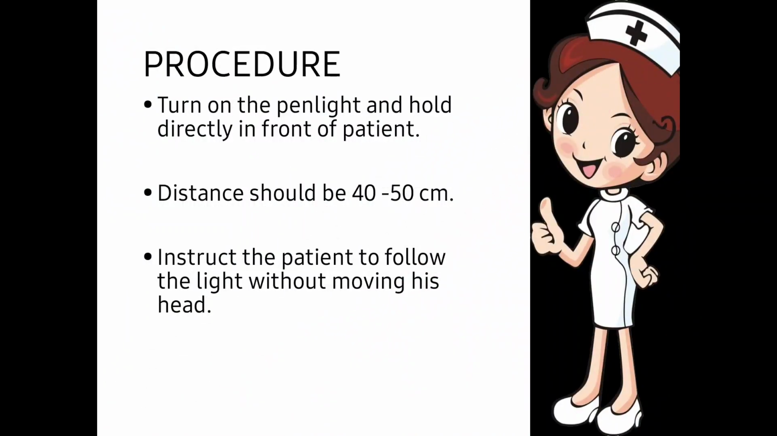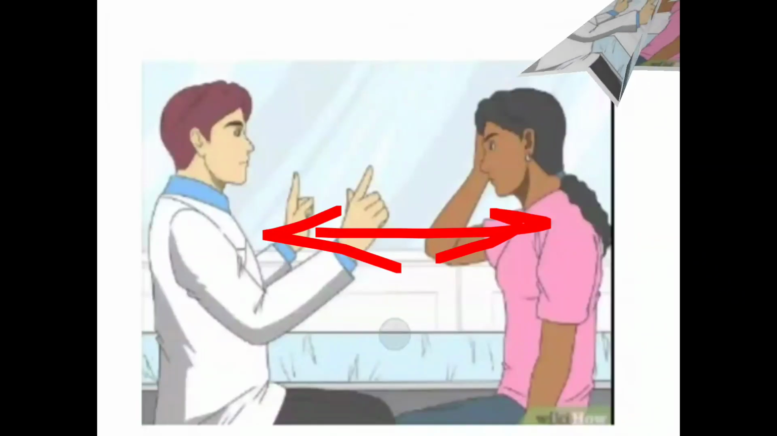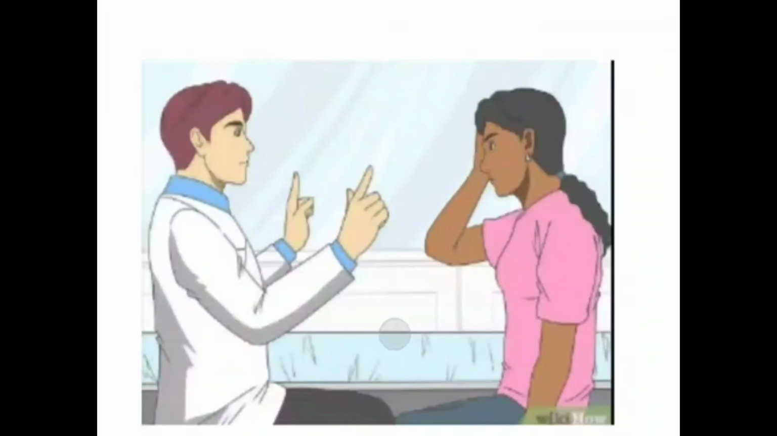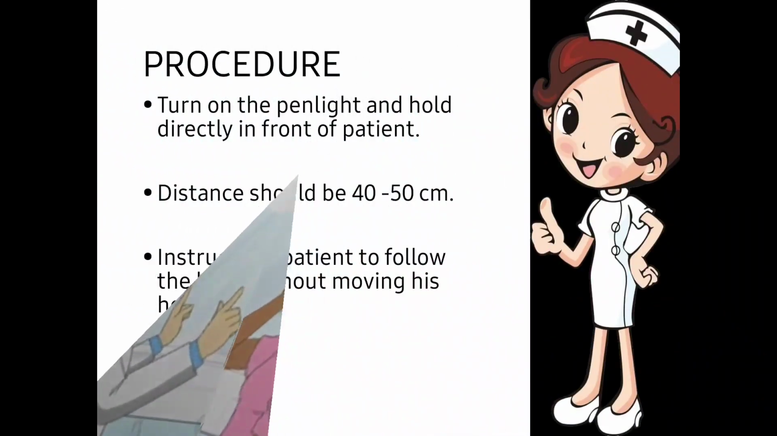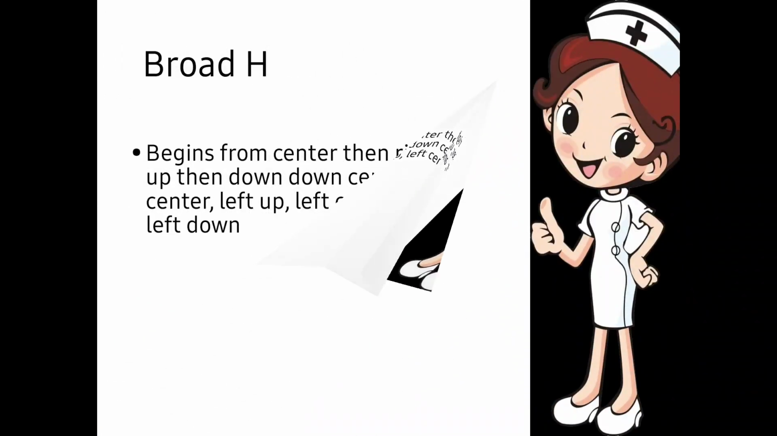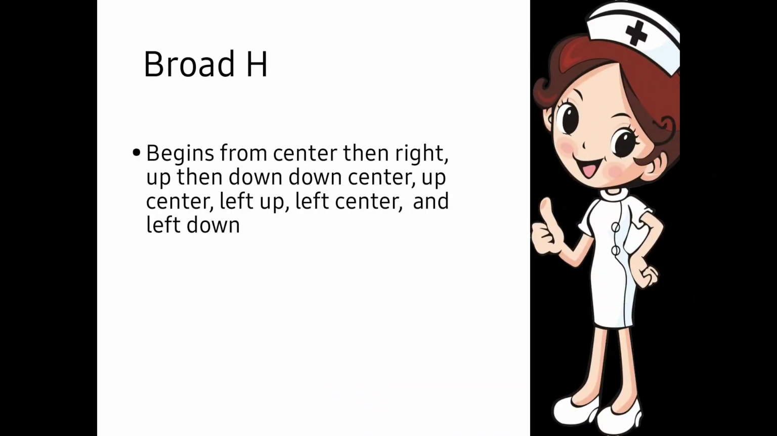Instruct the patient to follow the light without moving his head. We are asking the patient to keep his head straight and just try to focus on the light. The examiner will hold the light in his hand and move it in different directions. The patient must not nod his head, has to look straight ahead and follow the light with the eyes. This test will take place binocularly. We will do it for both eyes at the same time.